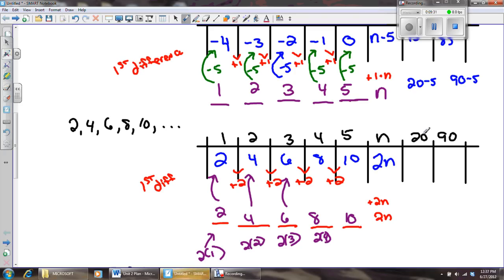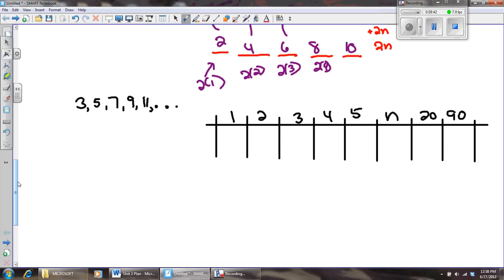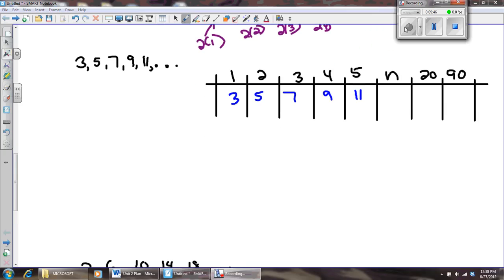To get the 20th, I'll do 2 times 20, get 40. 90th, 2 times 90, get 180. All right, let's look at one that's not so simple. Again, I'll copy in my values. Okay, so I go looking for my first differences again. Looks like it's +2, +2, +2, and +2.